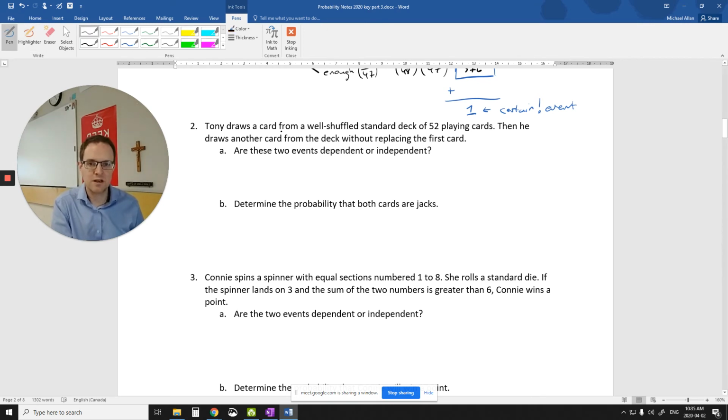So Tony draws a card from a well shuffled deck. He draws another card from the deck without replacing it. So that's a very key word, without replacing it. Because if I don't replace it, I've changed the sample size. Therefore, the events are dependent on each other. So these are dependent since the sample size has changed because I didn't replace the card.